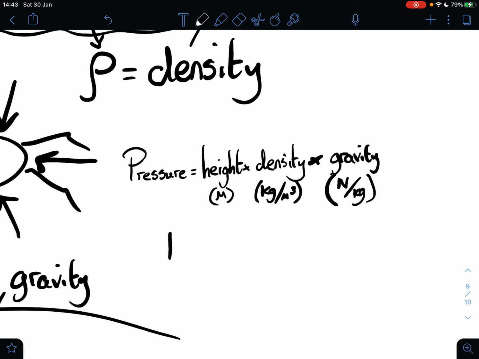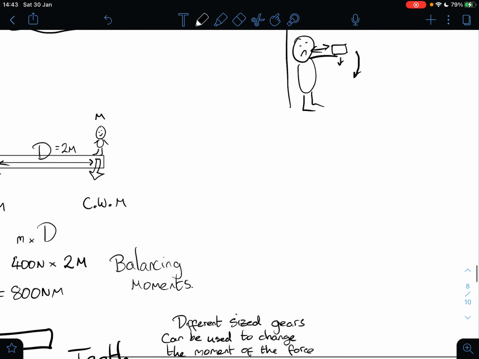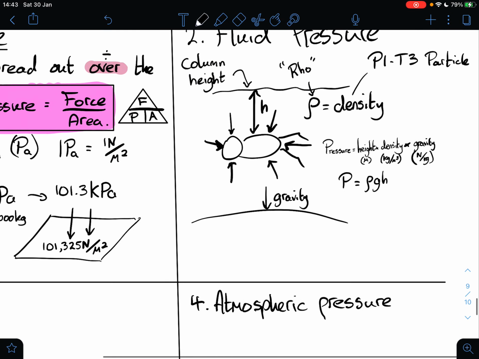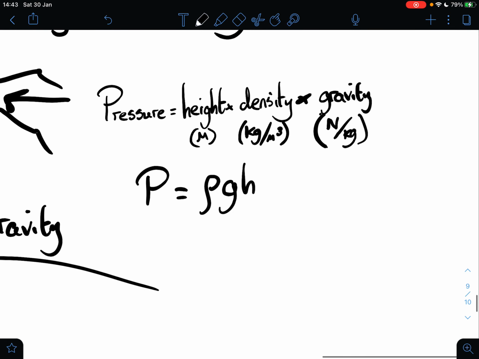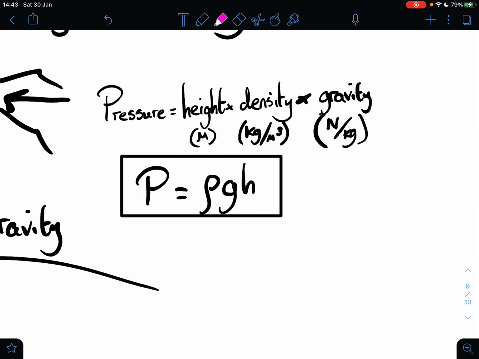Now, written out, we'll write it out algebraically as rho g h or h g rho. It's up to you. It's all multiplication. Rho g h personally works for me, but it's up to you. Put it in a box. Get the highlighter. Highlight it there.